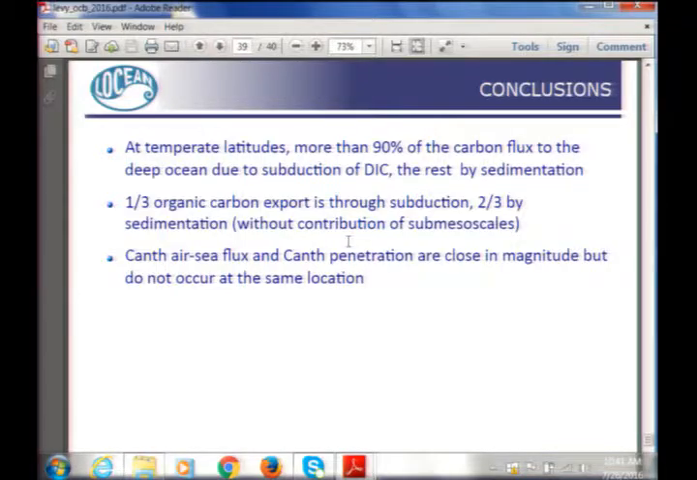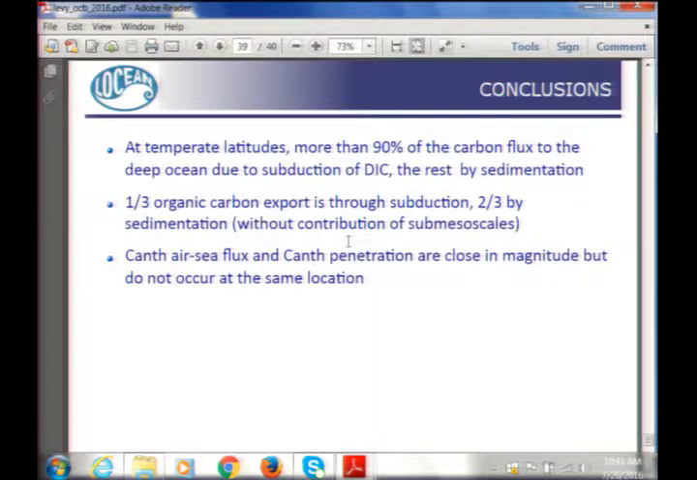It's not only the biology that enables carbon to leave the surface and to go to the interior. At temperate latitudes, more than 90% of the carbon flux to the deep ocean is due to the subduction of the ice sea. The rest is by sedimentation. So the physics is crucial. These are estimates from a model, of course, and we can refine them, and hopefully we will refine them when we have observations. But it's just to highlight the importance of this process.